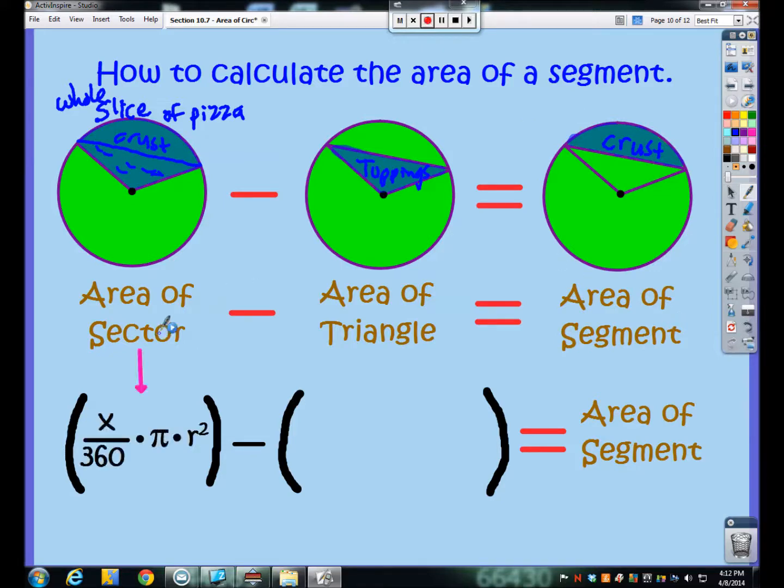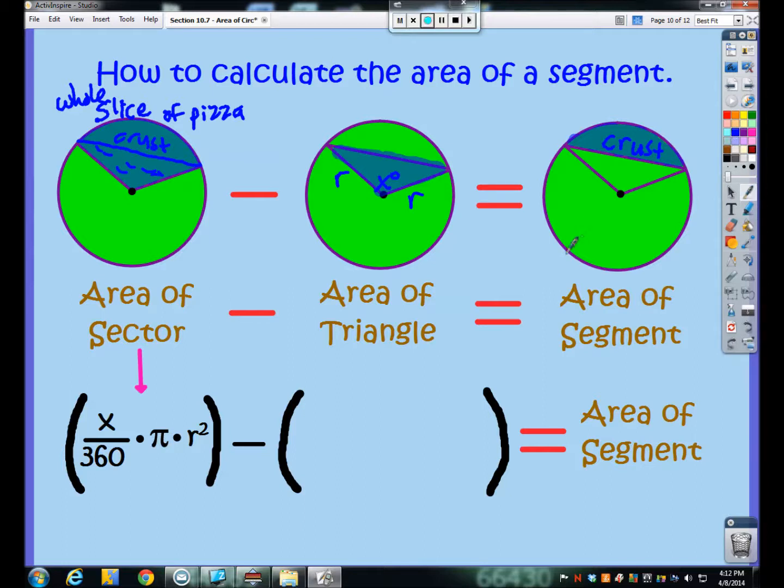So the area of our sector, we've already used that formula. That's what we just discussed. The x over 360 times pi r squared, where our x is our central angle. Now, the area of our triangle here, this is a radius and this is a radius. We don't know the length of this piece. The only other number we know is the central angle, right? This x degrees. So could I use those three numbers to find the area of that triangle?